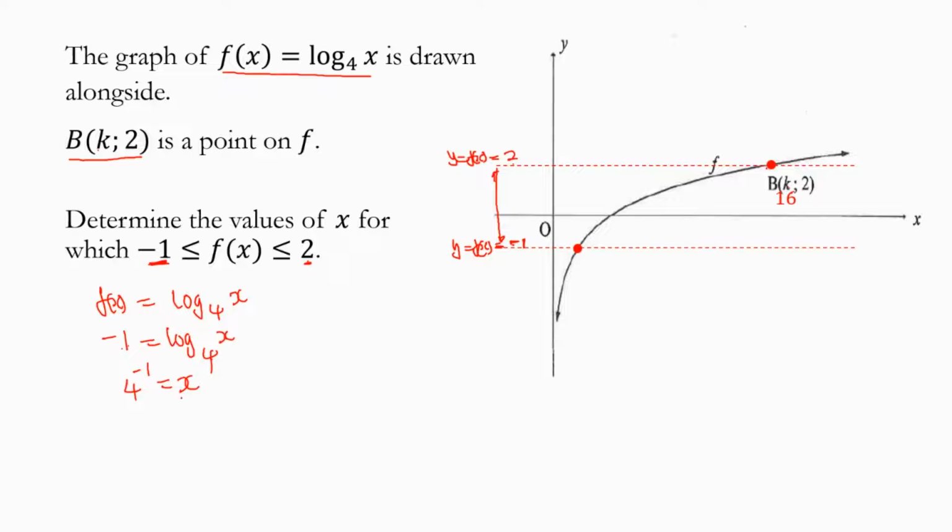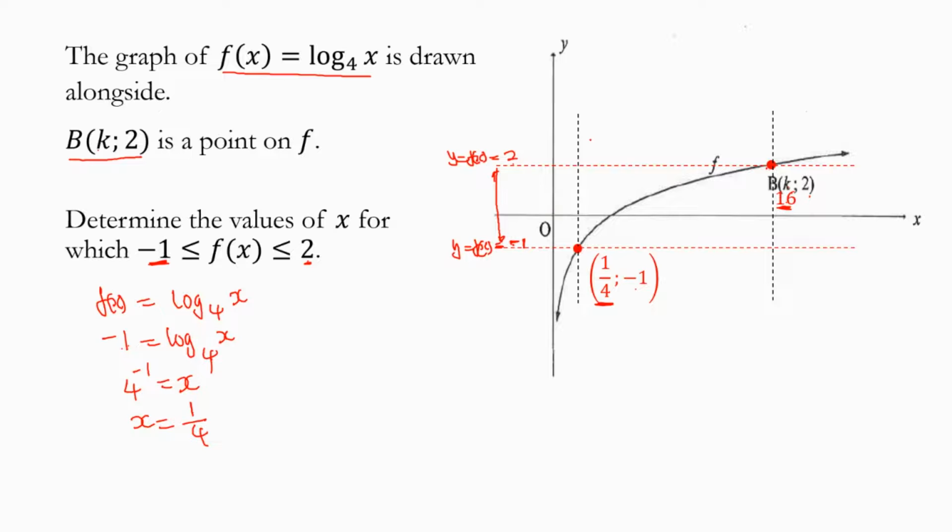See that? We discussed converting from logarithmic form to exponential form when we were doing question 6.1. So that means x is equal to 1 over 4. You see that? So this point here, x is 1 over 4 and y is -1, and then here x is 16, and y is 2. So these are the x values where f of x is from -1 to 2. So from 1 over 4 up to 16.